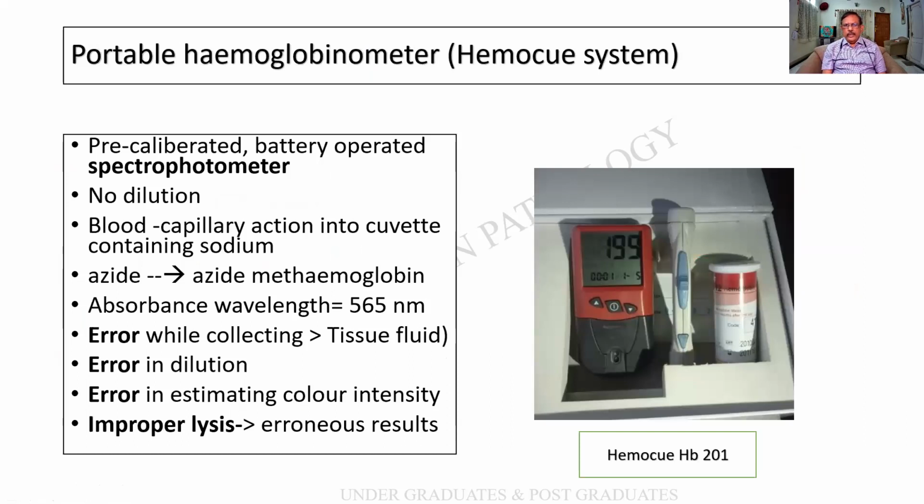There is another hemoglobinometer called the portable hemoglobinometer. It is pre-calibrated and it is operated by means of a spectrophotometer. Blood is taken by capillary action and put into a cuvette. Acid is added so that you get acid methemoglobin, and the absorbance value is given over here. The errors are again the same. There can be error in collection, dilution, estimation, and there can also be incomplete lysis. So this is the name of the machine, you can just mention it.